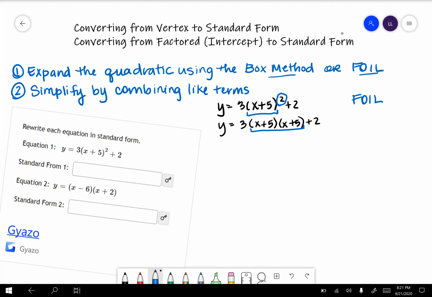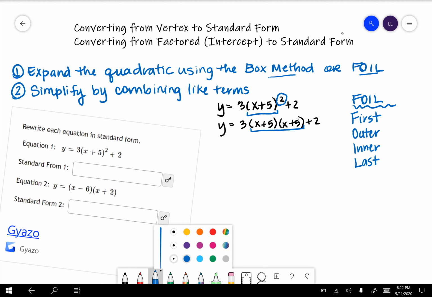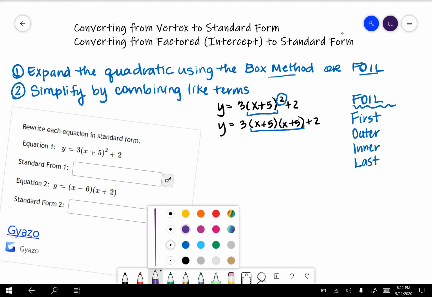F stands for first in the parentheses. O stands for the numbers towards the outer parentheses. I stands for the numbers towards the inner parentheses, and L stands for the last terms in the parentheses. FOIL is basically a systematic way to distribute. It just helps us distribute correctly. All right, so let's go ahead and get started.